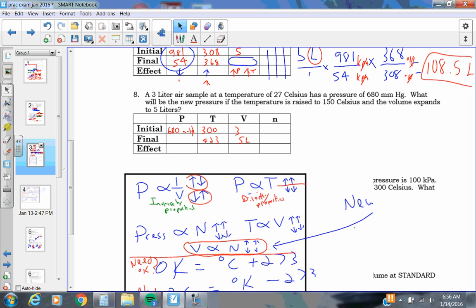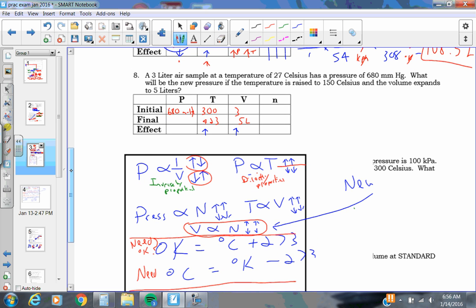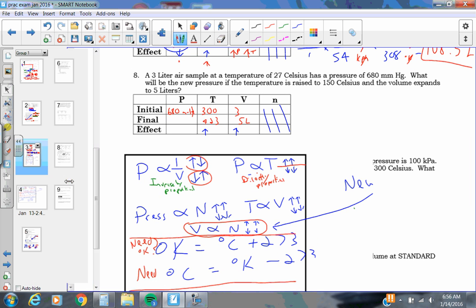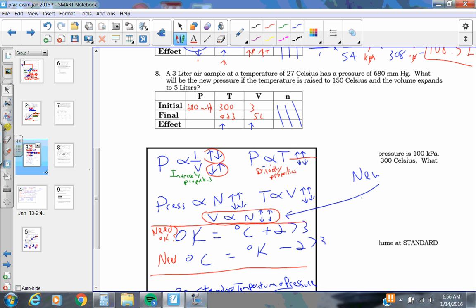First, just what happened to the temp? It went up. What happened to the volume? It also went up. Then look for, okay, I can cross this off again, don't need the number of particles. Then how would that corresponding effect, what would that do to the pressure? Let's see how temperature and pressure are related. Temperature and pressure are directly proportional. So if the temp goes up, the pressure goes up. How about the volume? The volume and the pressure are inversely proportional. Since the volume went up, the pressure is going to go down.